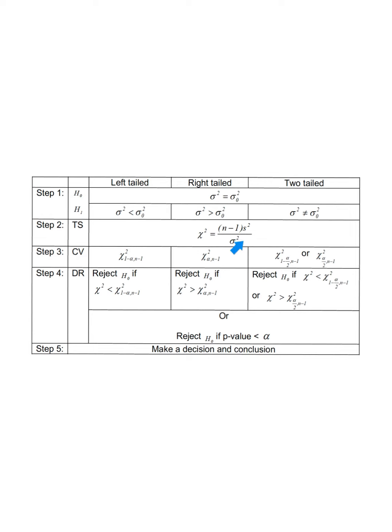The value at the bottom refers to the value that we have stated here, given in the question. And then step number 3, we need to calculate the critical value. For the left tail, the critical value is given by chi-square 1 minus alpha with n minus 1 degrees of freedom. For the right tail, the critical value is given by chi-square alpha with n minus 1 degrees of freedom. So we will look into the chi-square table.